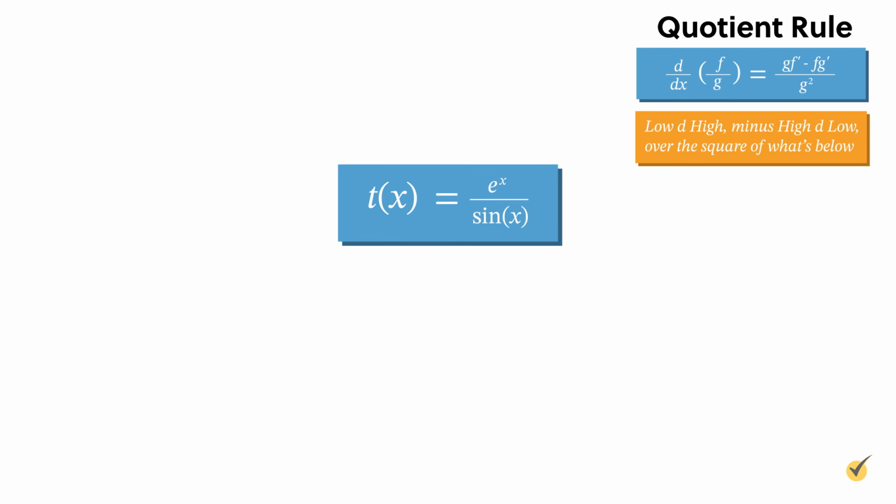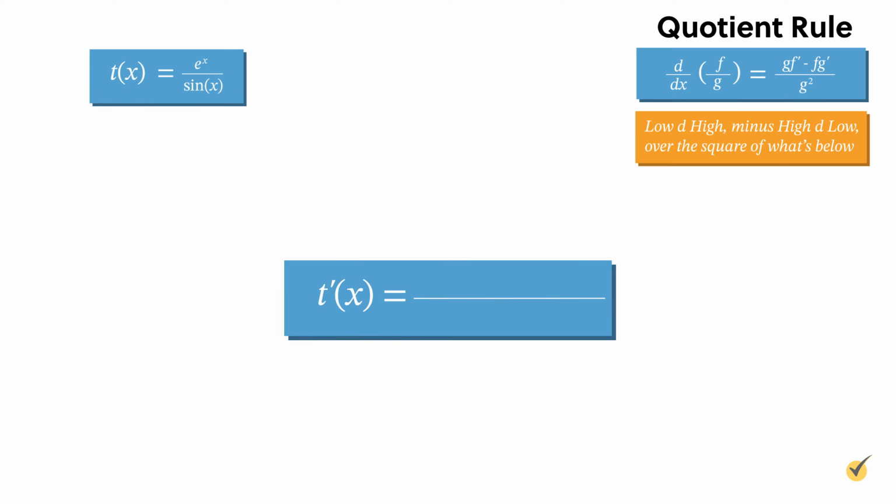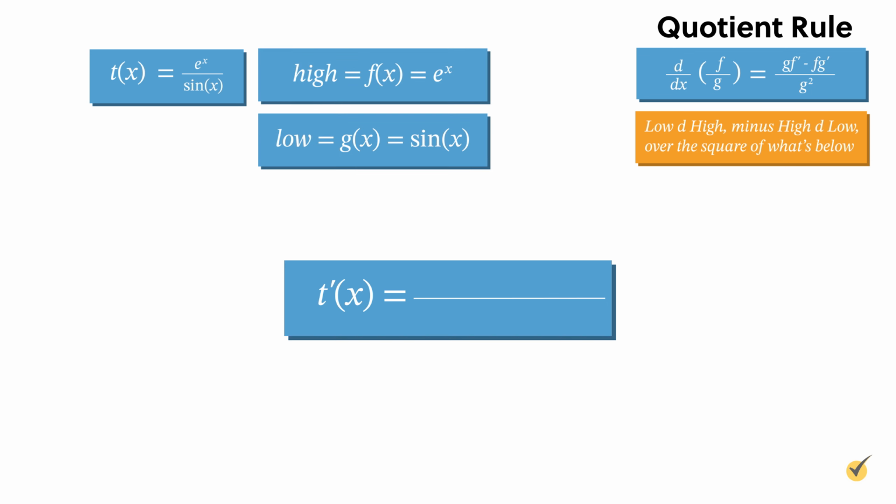Find the derivative of t of x equals e to the x divided by sine of x. To find t prime of x, we know we are going to have a fraction. The top will equal low d high minus high d low, so that's sine of x times the derivative of e to the x, which is still e to the x, minus e to the x times the derivative of sine of x, which is cosine of x. Then the bottom of the fraction will equal low squared, so sine of x squared.